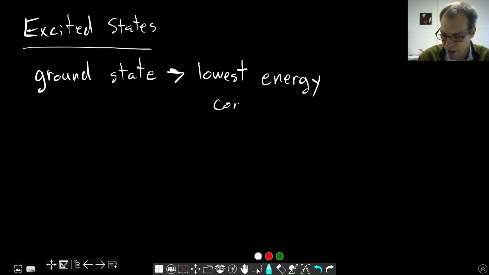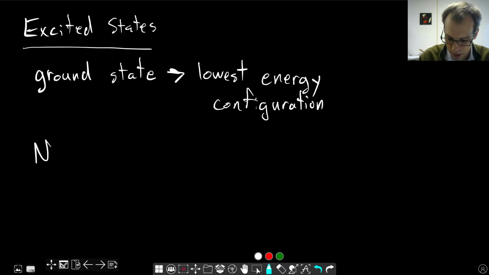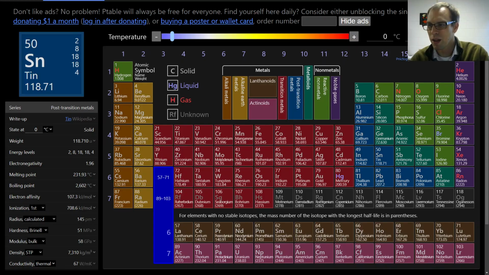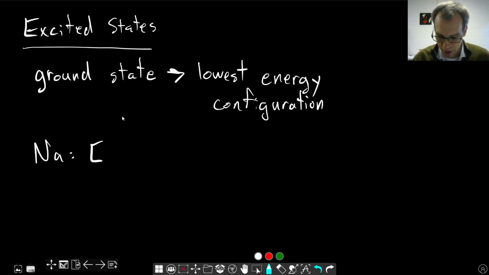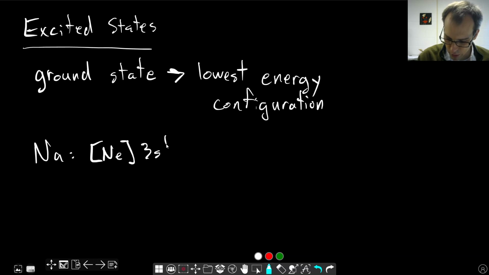But that's not the only possible configuration for an element. Let's consider a pretty simple one. Let's look at sodium again. So sodium has, again, we'll go back to the periodic table to make sure I don't mix this up. Sodium has the neon core, right? Go to the row before sodium, and then an electron in the 3s orbital. So its configuration is the neon core and one electron in a 3s orbital. And that's the lowest possible energy state it can be.